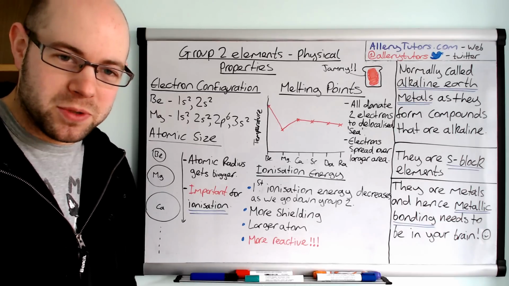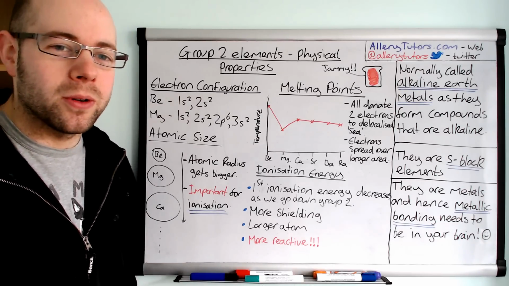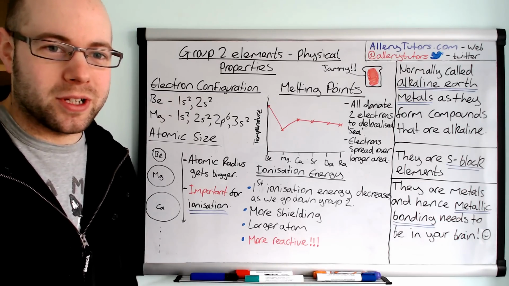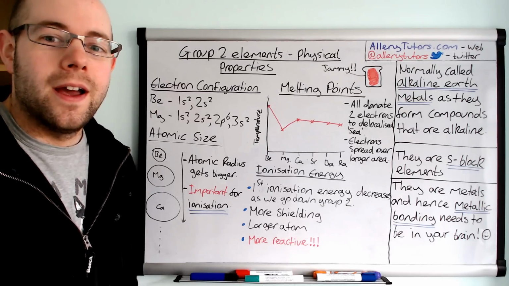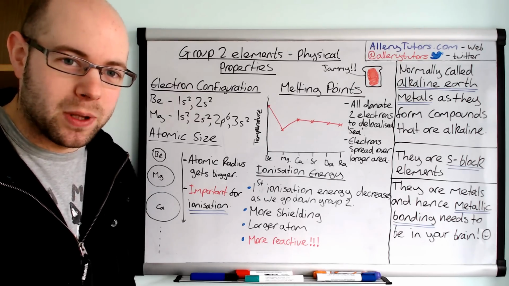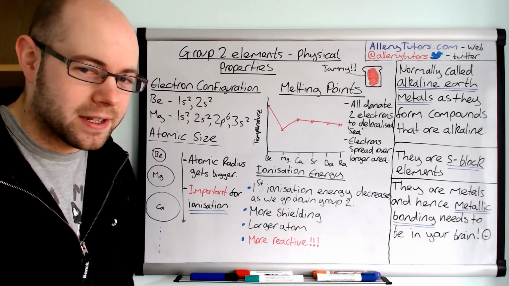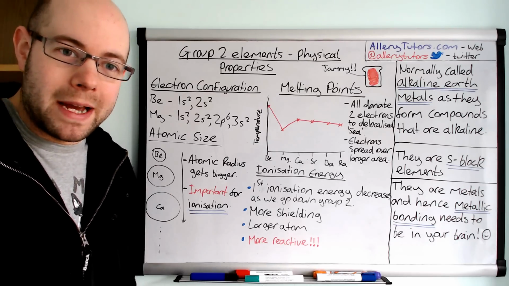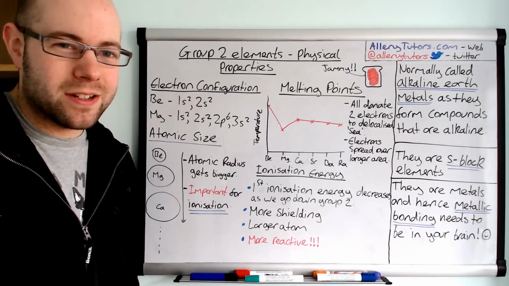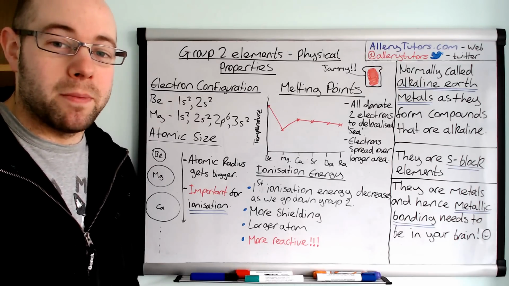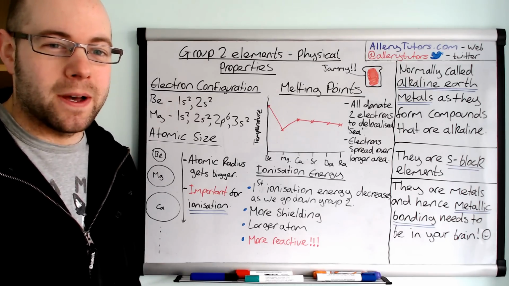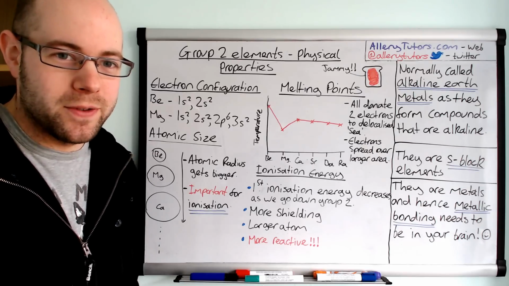They're found in group 2 of the periodic table, and they're normally called alkaline earth metals because the compounds that they form are alkaline. They are found in the s block of the periodic table, on the left hand side, and they are metals, so they will form metallic bonding. That's really important when we look at the physical properties of these elements, so you need to have that right in the forefront of your brain.